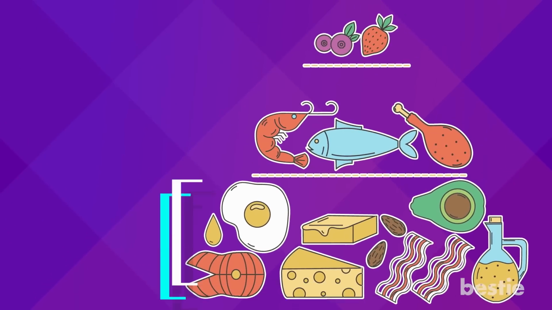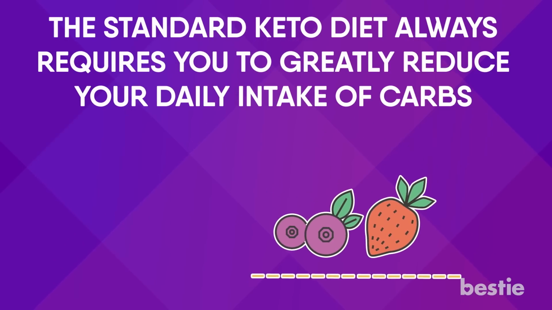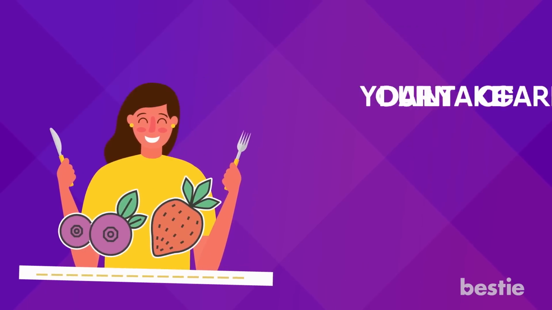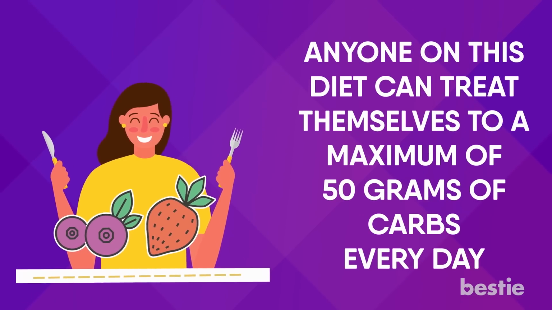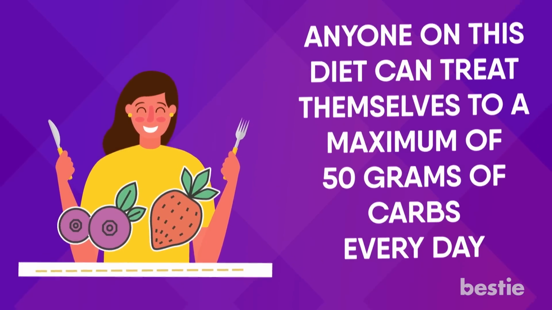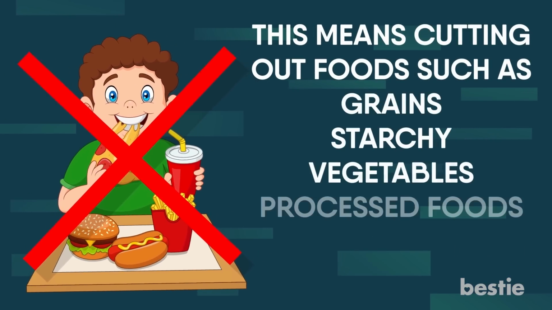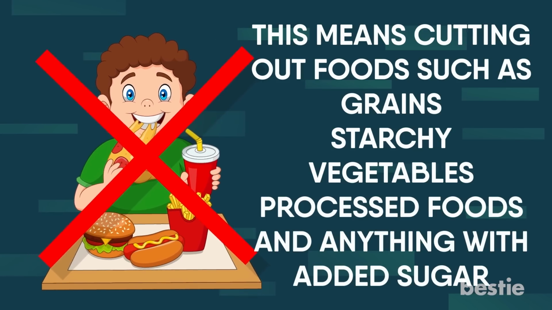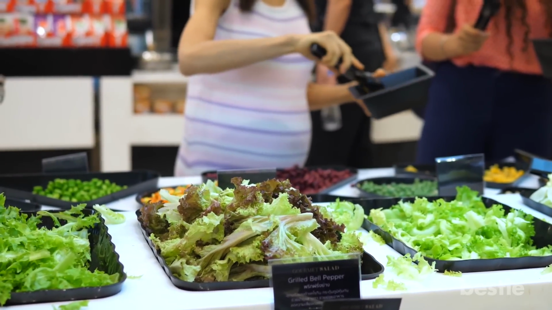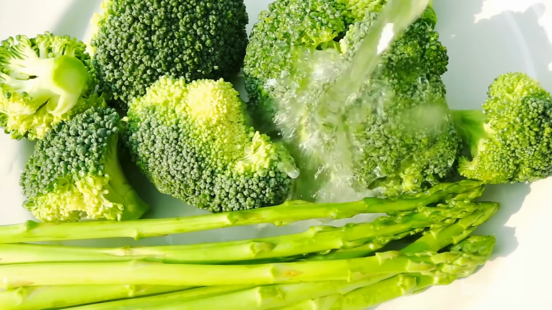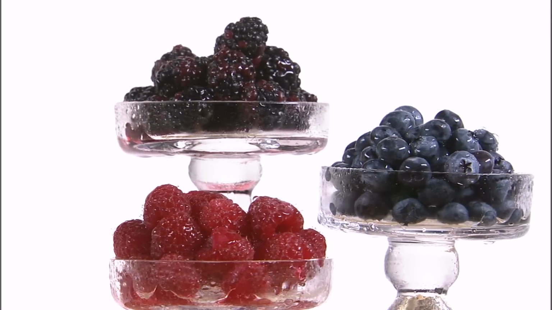While increasing your fat intake, the standard keto diet always requires you to greatly reduce your daily intake of carbs, to the point where anyone on this diet can treat themselves to a maximum of 50 grams of carbs every day. This means cutting out foods such as grains, starchy vegetables, processed foods, and anything with added sugar. Instead, this diet prioritizes leafy greens, vegetables that are low in starches, and low-carb fruits such as berries.